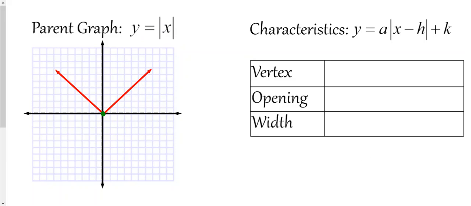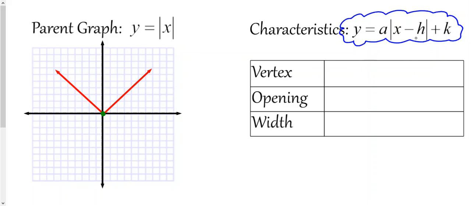There are certain characteristics that you're going to want to be familiar with, and it will make graphing easier. This model that I'm circling in blue, y equals a times the absolute value of x minus h, plus k. That's something you're going to want to remember and write down.